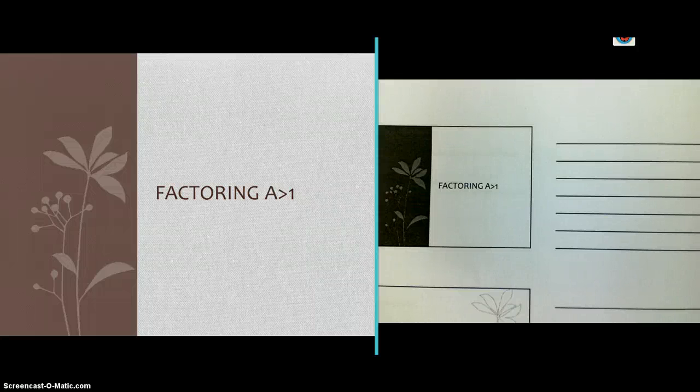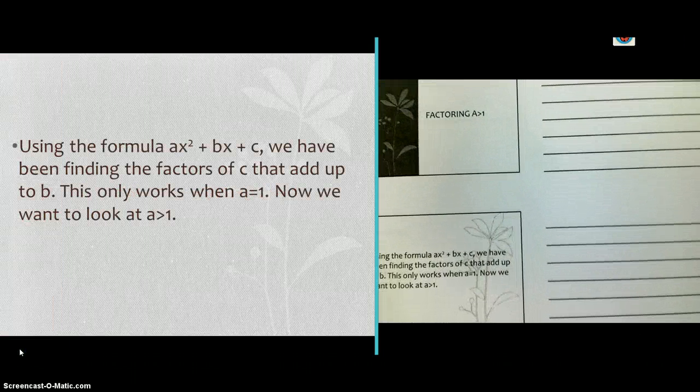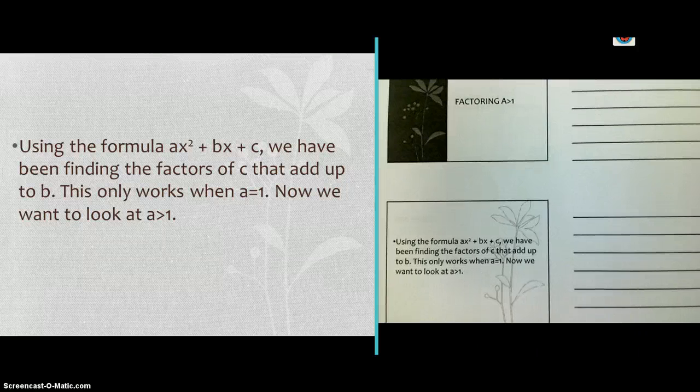Hey, today I'll be doing a video on factoring when a is greater than 1. So using the formula ax squared plus bx plus c, we have been finding the factors of c that add up to our b term. This only works when a is equal to 1, so now we're going to try some problems where a is greater than 1.